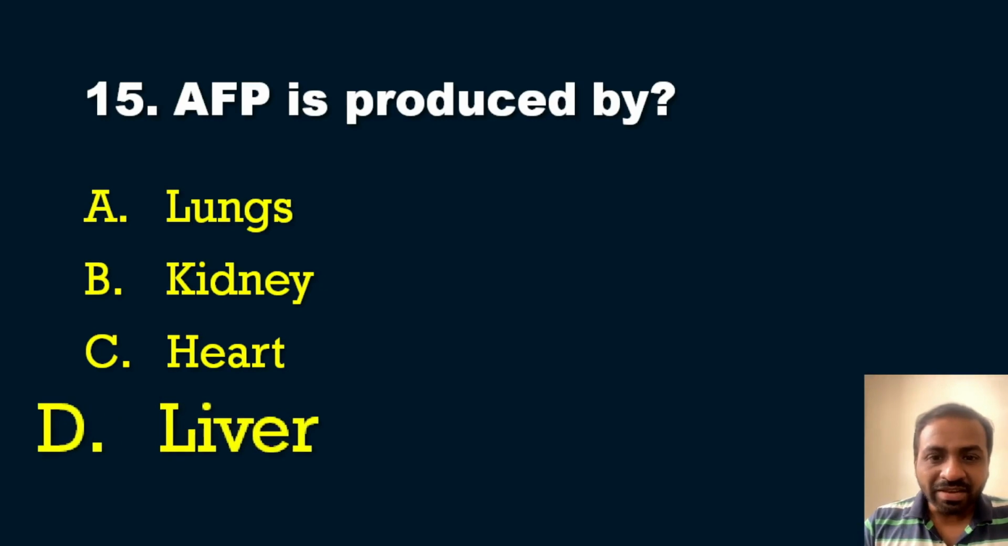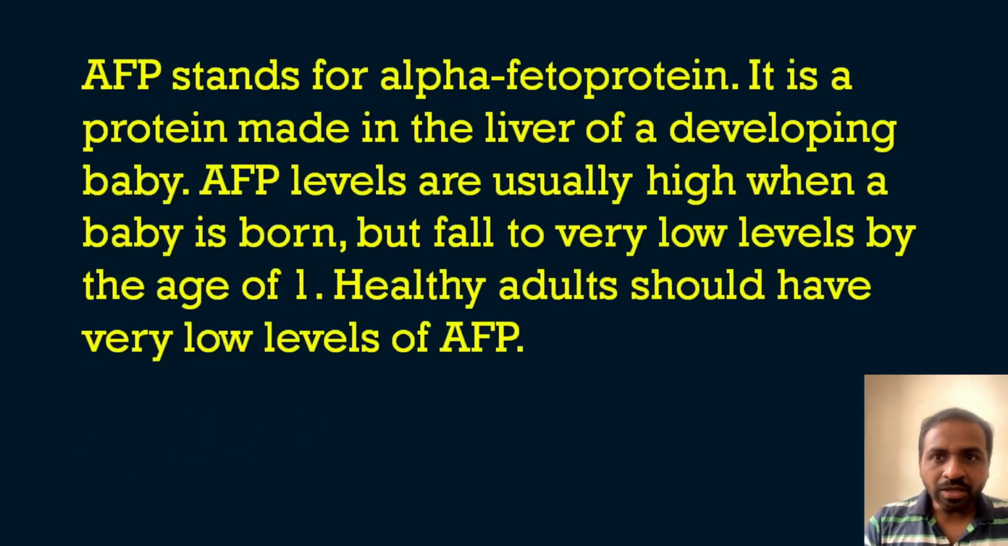So the answer is liver. Okay, liver is producing the AFP. So you will see what is AFP and what is its clinical significance. We know that AFP stands for alpha fetoprotein. It is a protein made in the liver of a developing baby. AFP levels are usually high when a baby is born, but it falls to very low levels by the age of 1. And healthy adults should have very low levels of AFP.